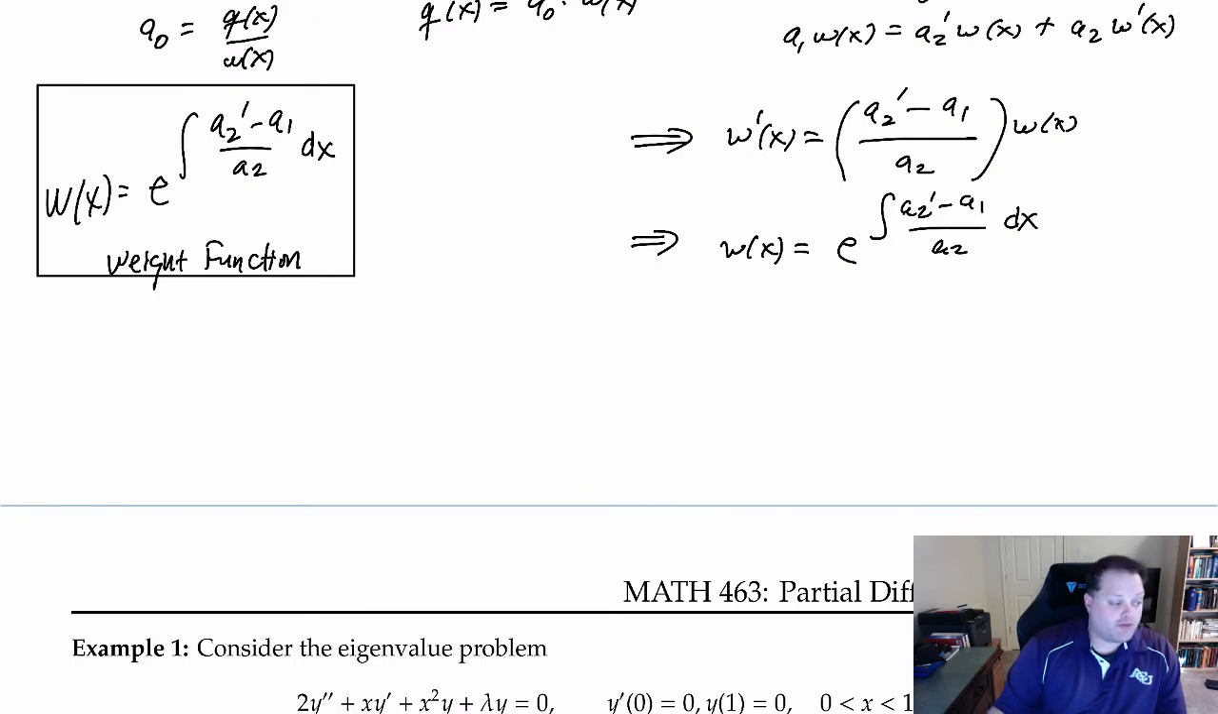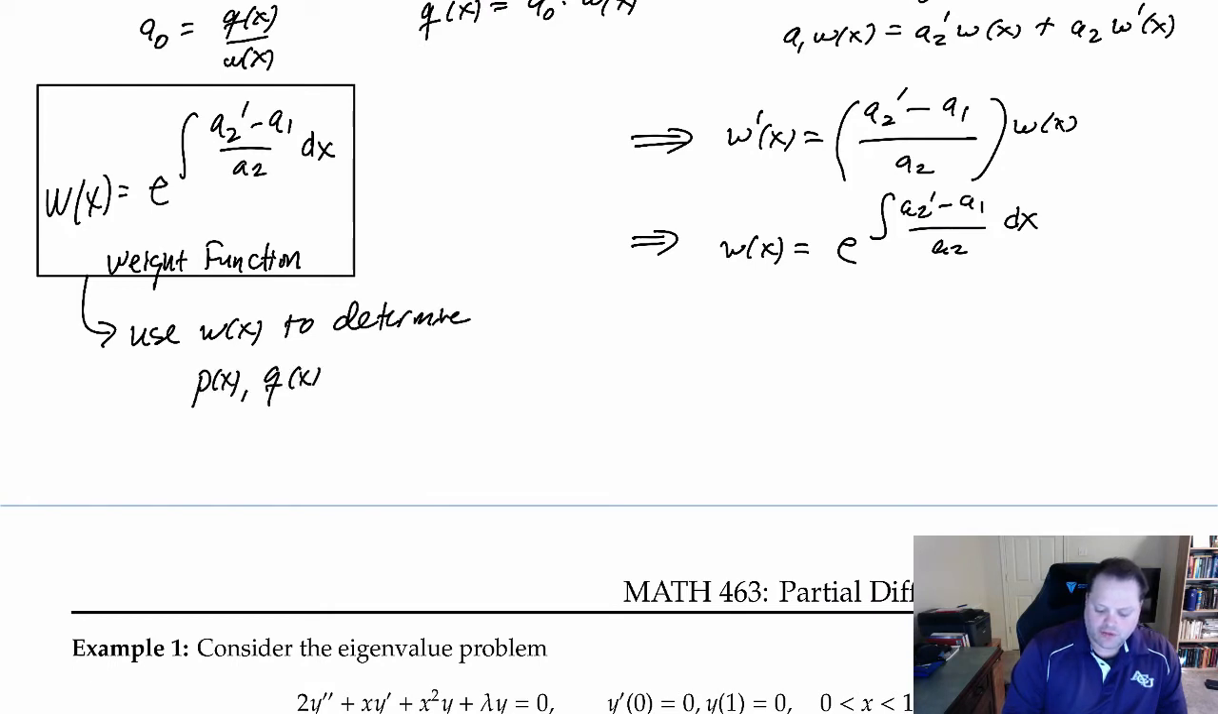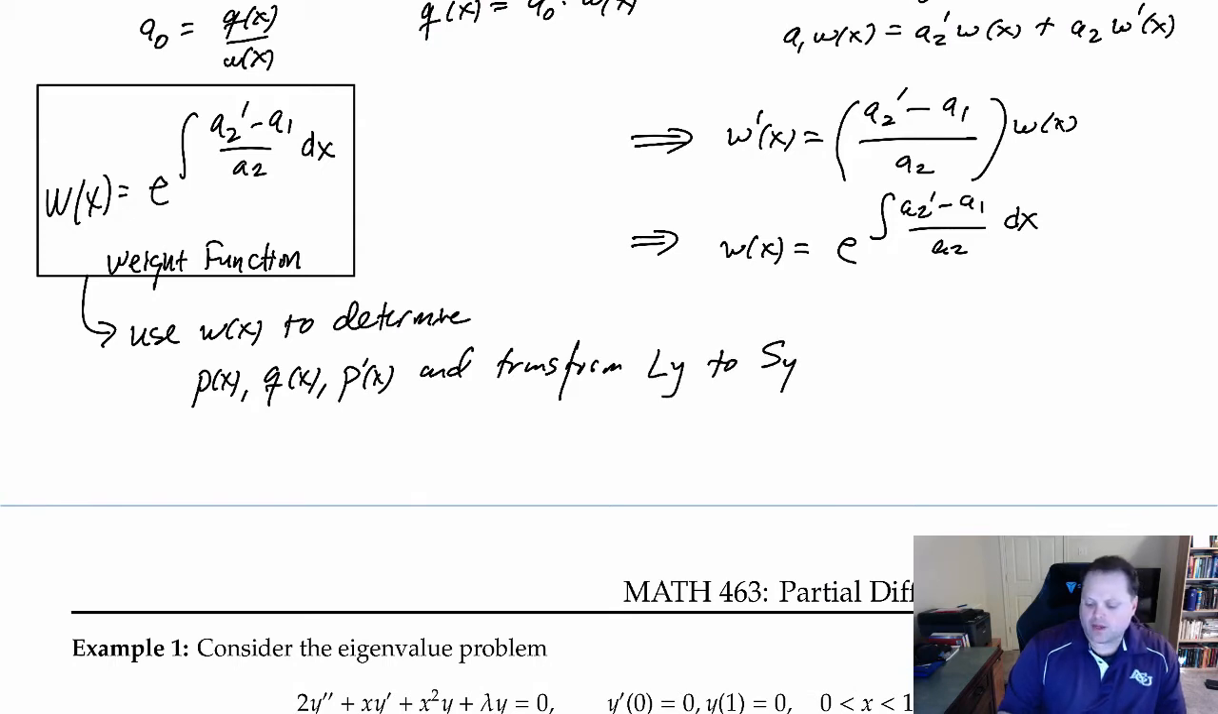So once we have our weight function, then it becomes really easy. You can use W of x to easily determine P of x, Q of x, P prime of x, and transform Ly to Sy. So the idea is you can take a general eigenvalue problem and transform it to this special SLP form, and then we're going to talk about the advantages of the SLP form coming up.